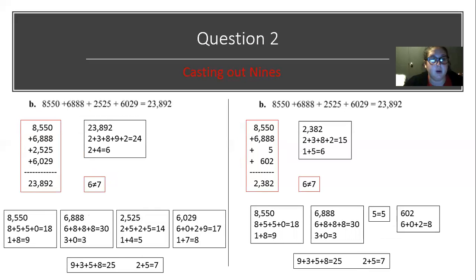All right, we're going to do part B now. We're going to do this the exact same way. We'll start with the 8,550. We're going to add each digit, which is going to give us 18. All right, and then we're going to break that apart to get a single digit. So the 1 plus 8 is going to equal 9. The 6,888 is going to give us 30. And then we're going to break that apart to 3 plus 0, which is equal to 3.